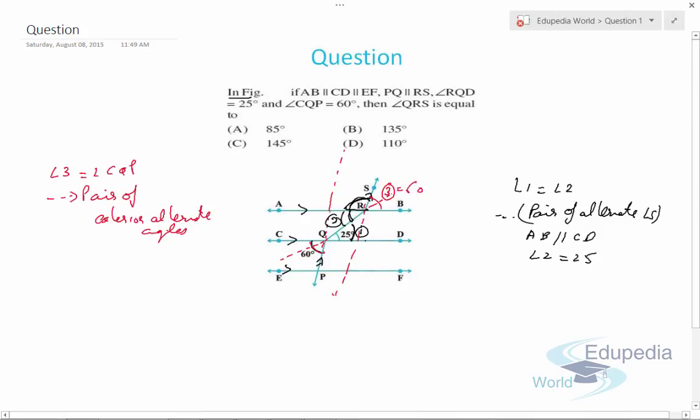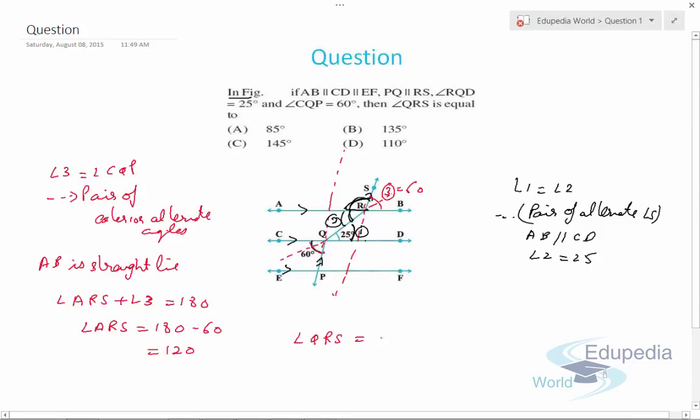Now AB is a straight line, so we can say that angle ARS plus angle 3 equals 180, since AB is a straight line. So angle ARS equals 180 minus angle 3, which is 60, which equals 120. So we can clearly see that angle QRS equals angle 2 plus angle ARS. Angle 2 is 25 and angle ARS is 120, so we get the answer as 145. So we have option C.